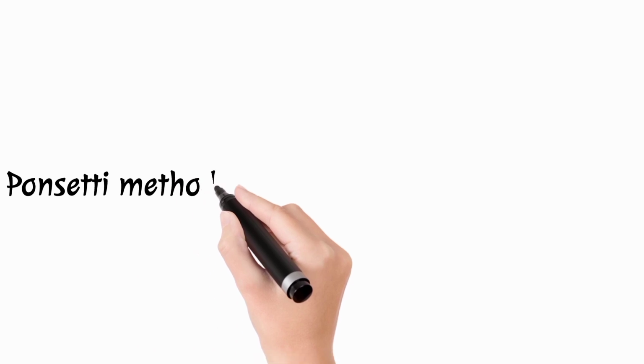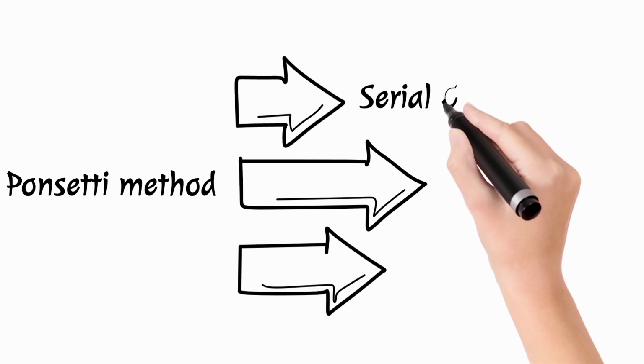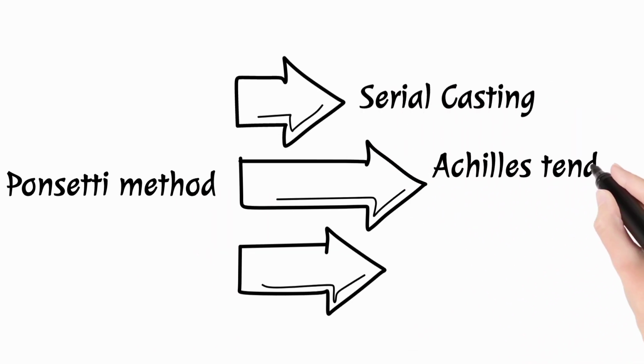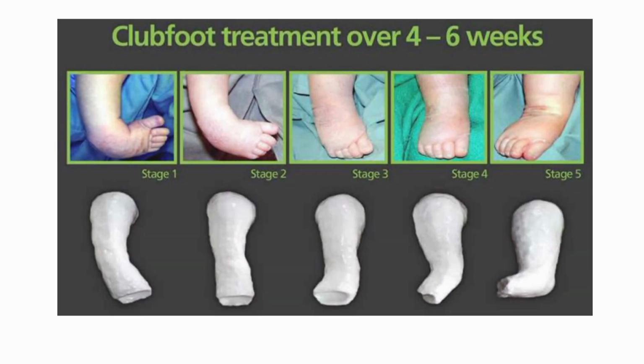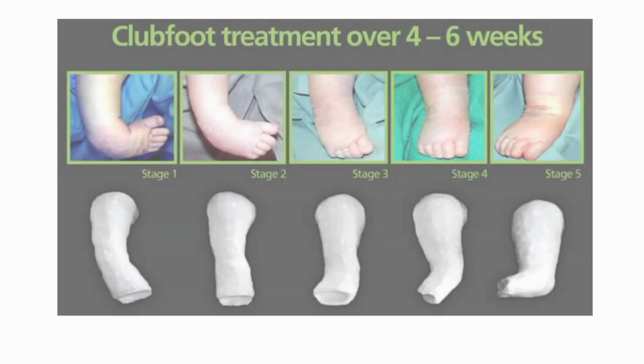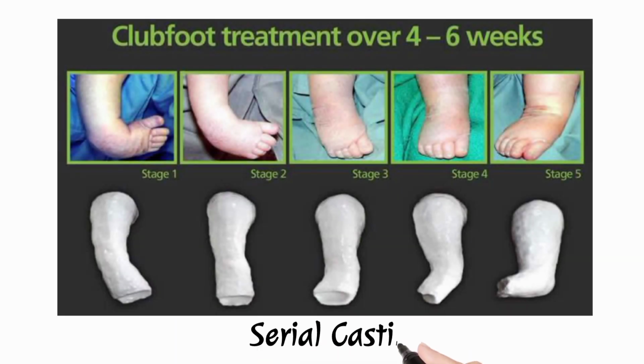Let's discuss the treatment of clubfoot. The first method is called the Ponseti method. It includes serial casting, Achilles tendon release, and bracing. The foot is manipulated and casted 4 to 6 times to correct the deformity.